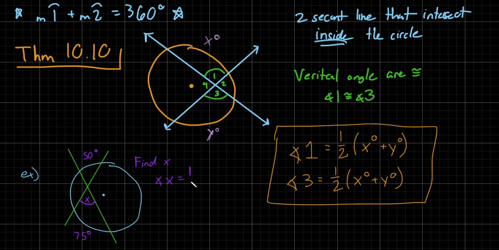1/2, yep. And then what are the two arcs that it's intercepting? Yeah, plus 75. See what that gives us.